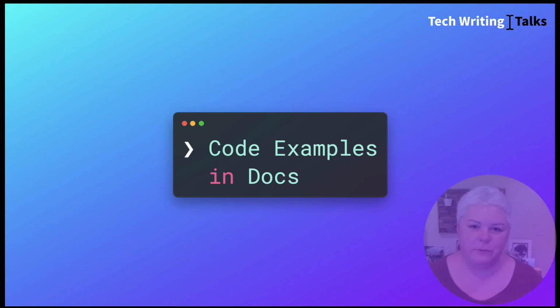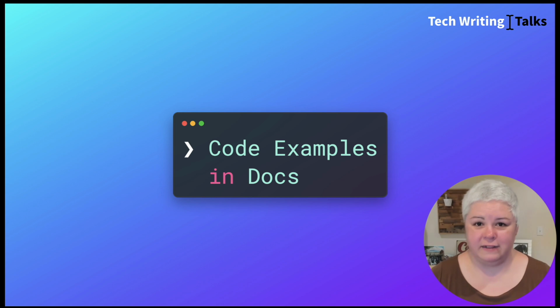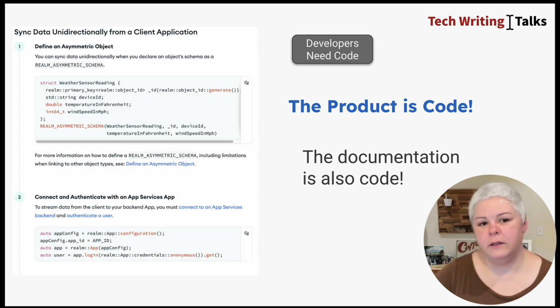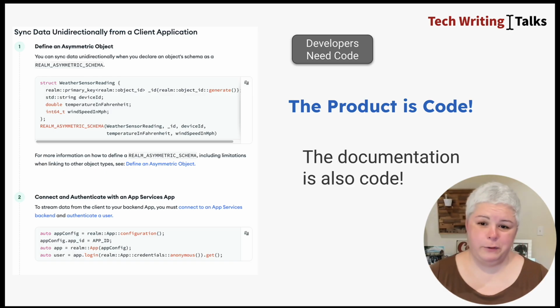Let's look at code examples in documentation and why that's important. When your product is code, your documentation is also code. Developers need that code. If your product is an SDK or an API that developers use by writing code, your documentation has to include code examples.